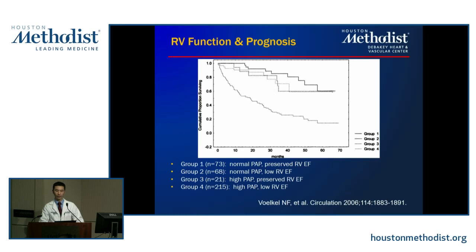So why does it matter? It turns out in patients with elevated pulmonary pressures, it's not those with preserved RV ejection fractions that do poorly prognostically. It's those who have low RVEF, and it's shown here, as you can see in group 4, those who have poor RV systolic function do worse.